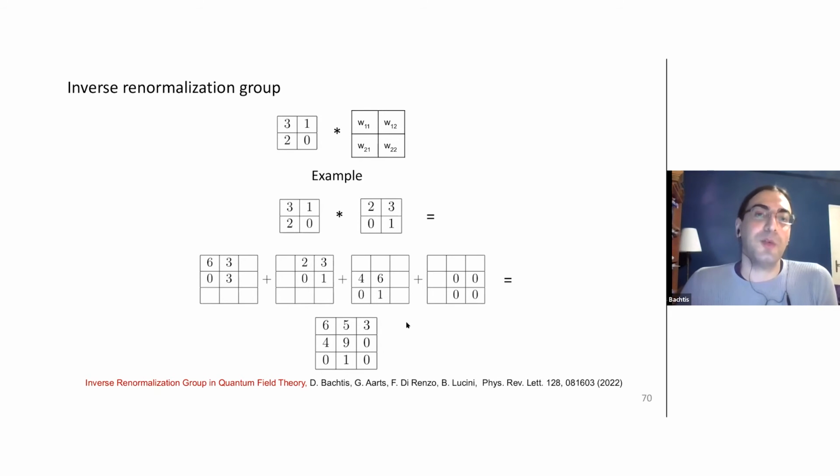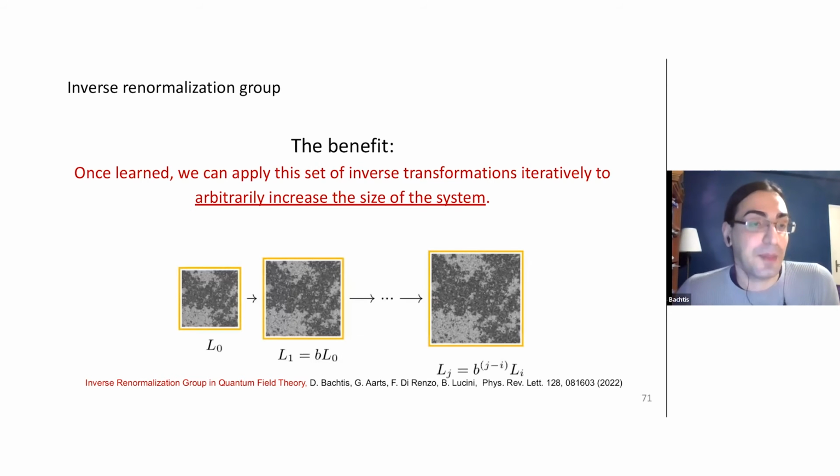At this point, I wanted to emphasize that you don't have to apply only one set of transposed convolutions. You can apply 100, for example. At the same time, you don't only have to apply them once, you can apply them more than once and also manipulate the lattice size that you got at the bottom. Then you can also apply another set of convolutions to reduce your lattice size. So you can control the lattice however you like. And the benefit of the method is that once learned, this set of inverse transformations can be applied iteratively to arbitrarily increase the size of the system.